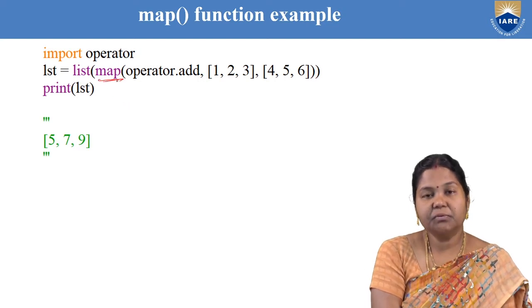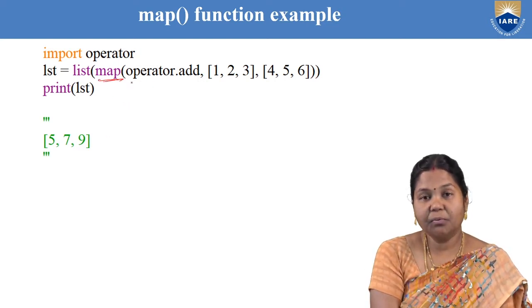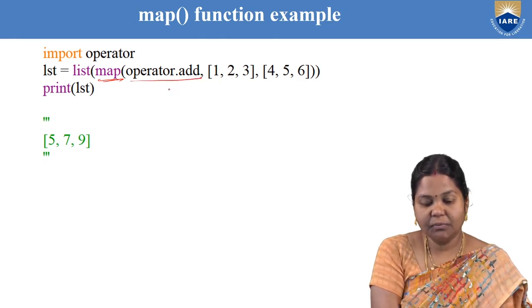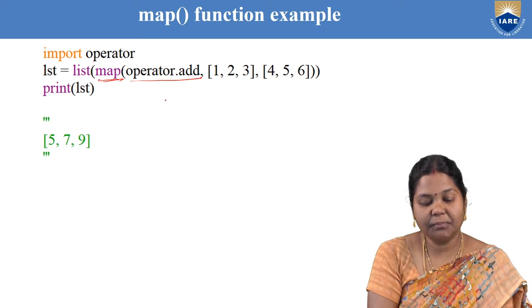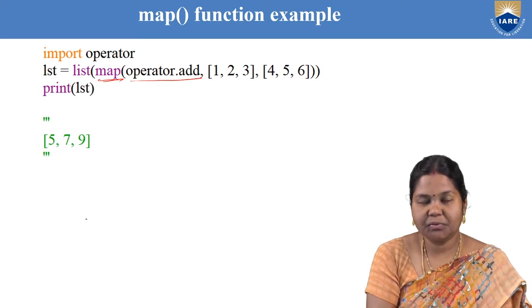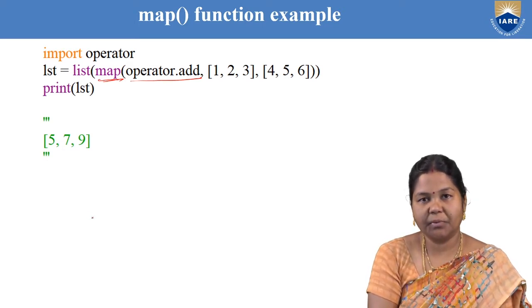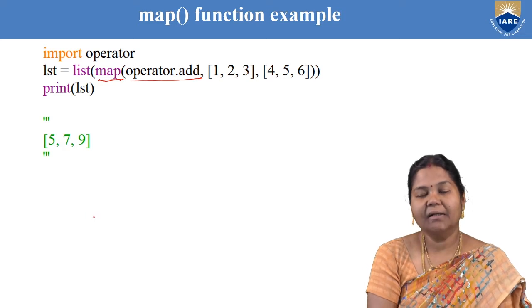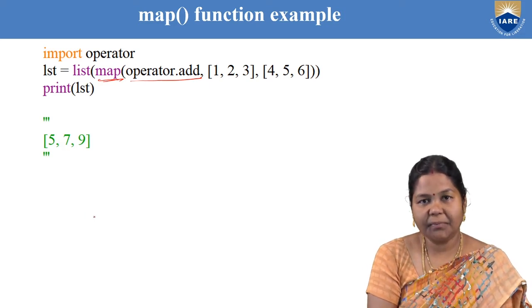So here we are using the map function. It will do one-to-one mapping of the function I want to apply, which is add. The add function is available in the operator module. So first we have imported the operator module, import operator, and then we are invoking the add method which is there in the operator module.